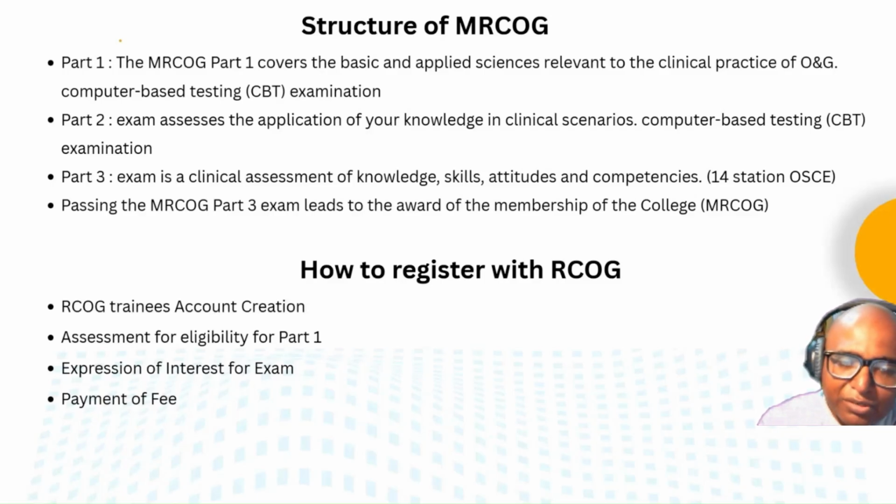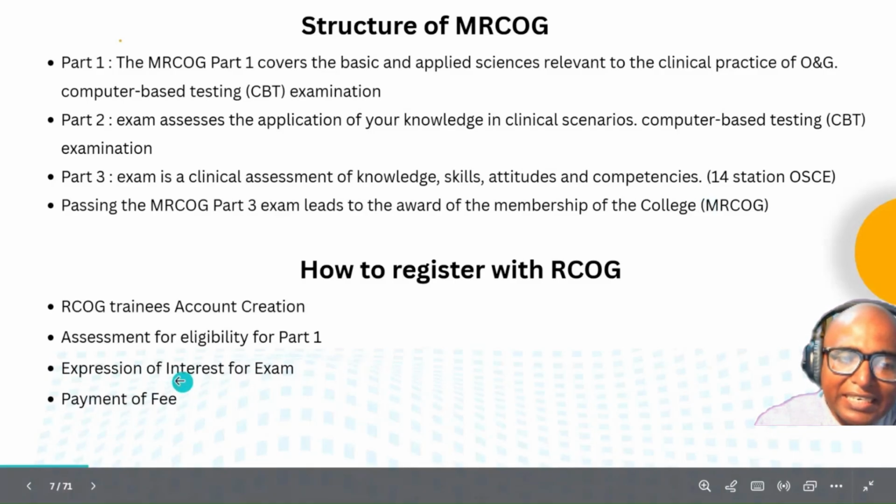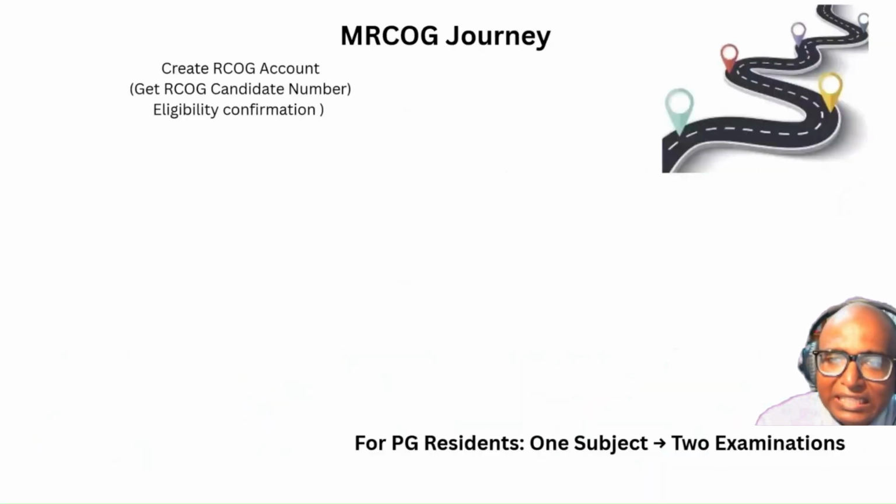Okay, so once you create your trainee's account, you will send an application for assessment of your eligibility for part one of the examination. Then you will send the expression of interest, and when you want to appear for the examination, at that time you will pay the fees for the examination. Okay, so if you see this MRCOG journey, basically the creation of the RCOG account that I have already mentioned, where you will get a 6-digit number. Then you will confirm your eligibility. You will send an application for the eligibility confirmation. Generally, it takes 4 to 6 weeks. Okay, so how to do it, that you can watch in the video.